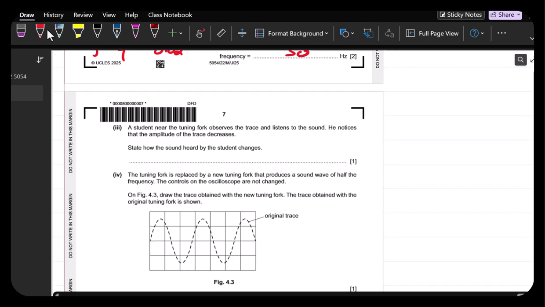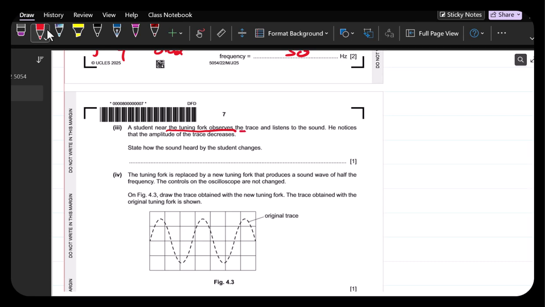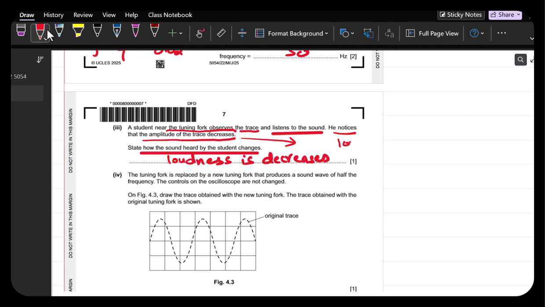A student near the tuning fork observes the trace and listens to the sound. He notices the amplitude of the trace decreases. If amplitude is decreasing, it means loudness is decreasing. They are asking to state how the sound heard by the student changes. It means loudness is decreasing. Voice is low, you can say.